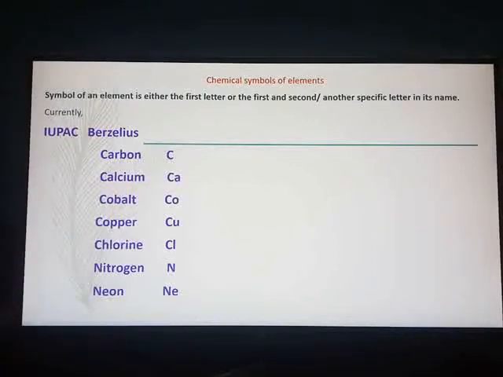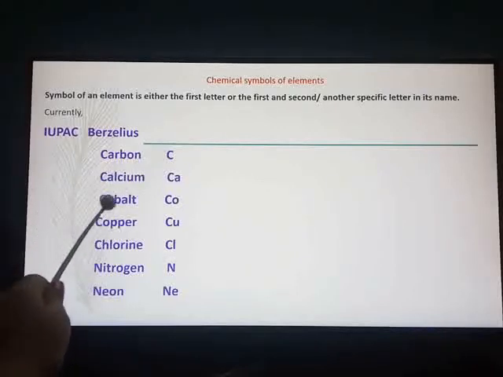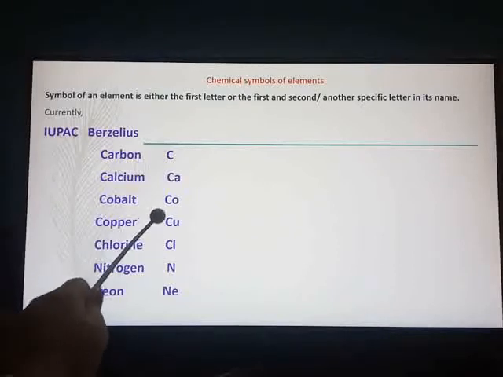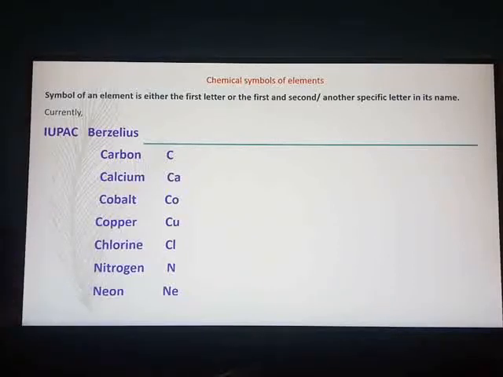Now while writing the symbols, out of the two letters, the first letter is always a capital letter and the second letter is always small. So Ca, Co. Now here again a problem: Co, Cu. This Cu is derived from the Latin name, cuprum. Chlorine Cl, nitrogen N, helium He, hydrogen was taken as H, and so on. So different elements got different symbols according to the theory launched by Berzelius.